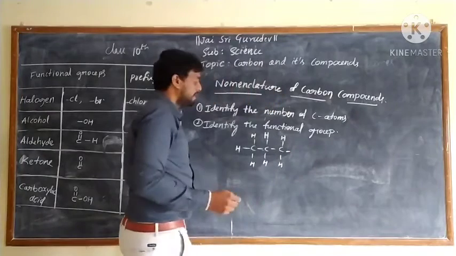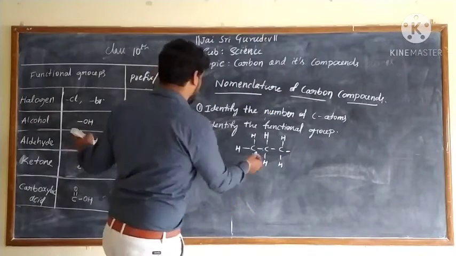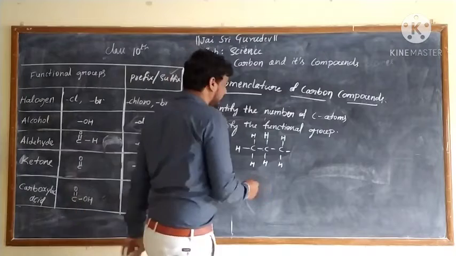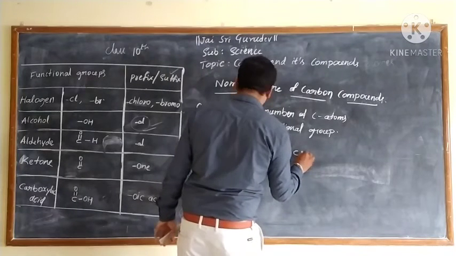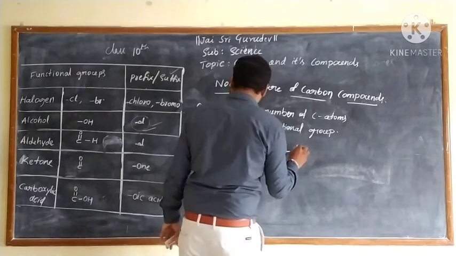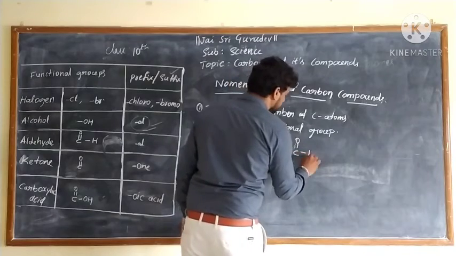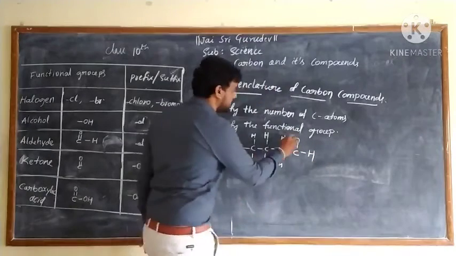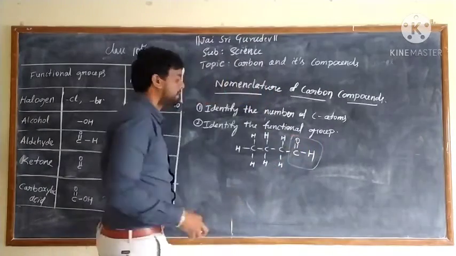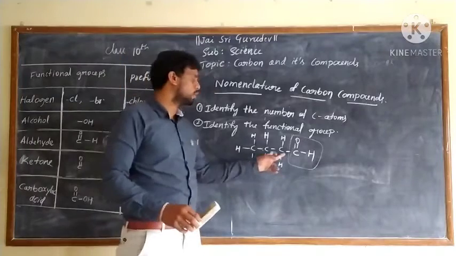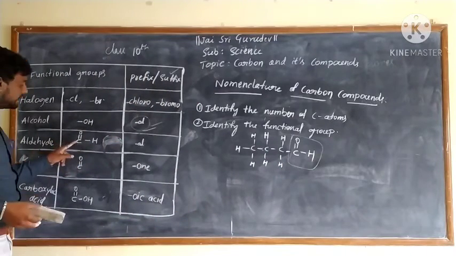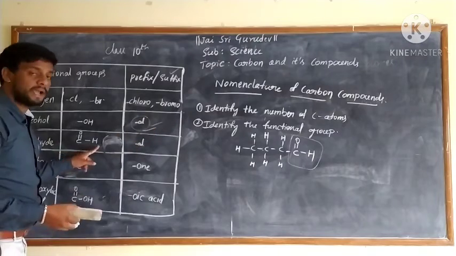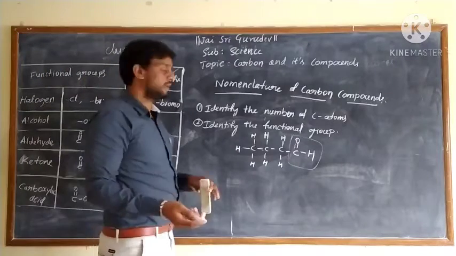The next example is if the carbon compound has an aldehyde. Yes, C double bond O H. So this is how we identify the functional group here. This is the functional group of aldehyde. The functional group of aldehyde is C double bond O single bond H.